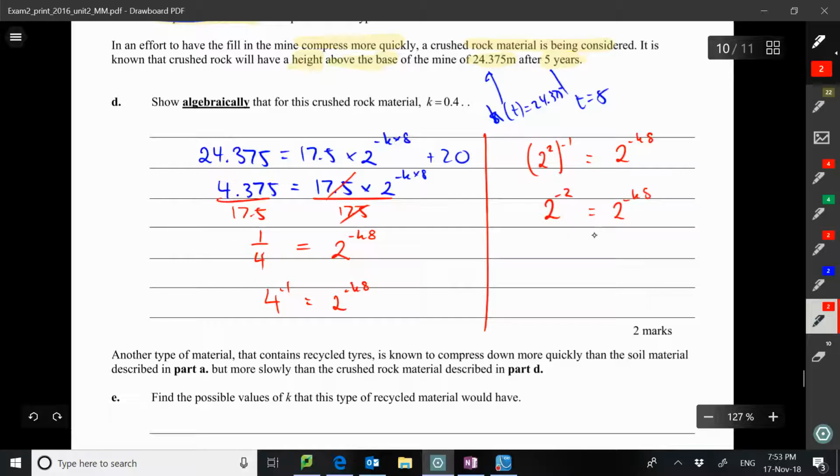So now the bases are the same. You can say that the powers are the same because it's equal. So therefore negative 2 equals negative k times 8, and dividing by negative, 2 equals k times 8. Divide both sides by 8. And so 2 on 8 equals k. And that's 1/4. Have I done something wrong?